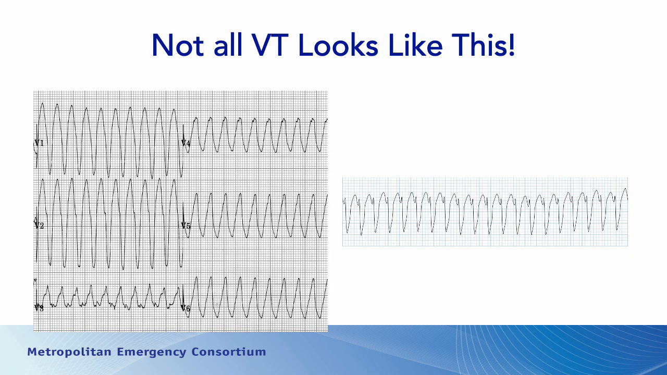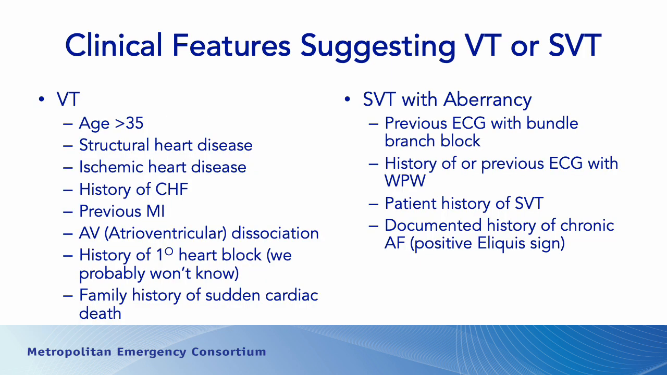So for us, though, the problem is not all ventricular tachycardia looks like this. For us, this looks pretty obvious. It's VT. We're going to treat whether they're stable or unstable, and they'll either get shocked or they'll get amiodarone. So what other things could we think about that might help us make a decision about whether this is VT or not? Well, in a clinical setting, certain things would suggest that this is ventricular tachycardia and not SVT, particularly if the patient's over age 35.